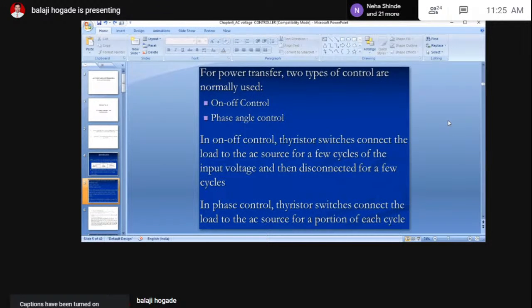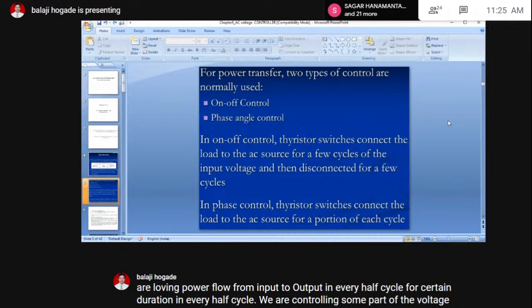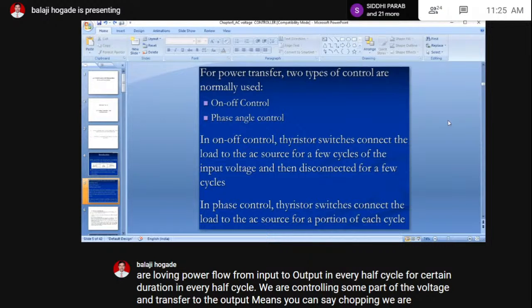Power flows from input to output in every half cycle for a certain duration. In every half cycle, we are controlling some part of the voltage and transferring it to the output. You can say it is chopping. We are chopping the voltage in every half cycle by using the thyristors.